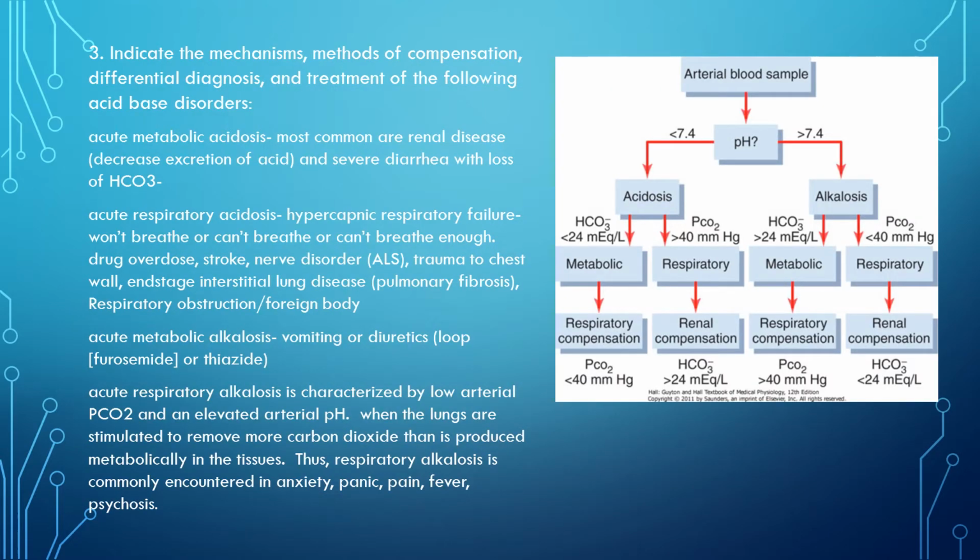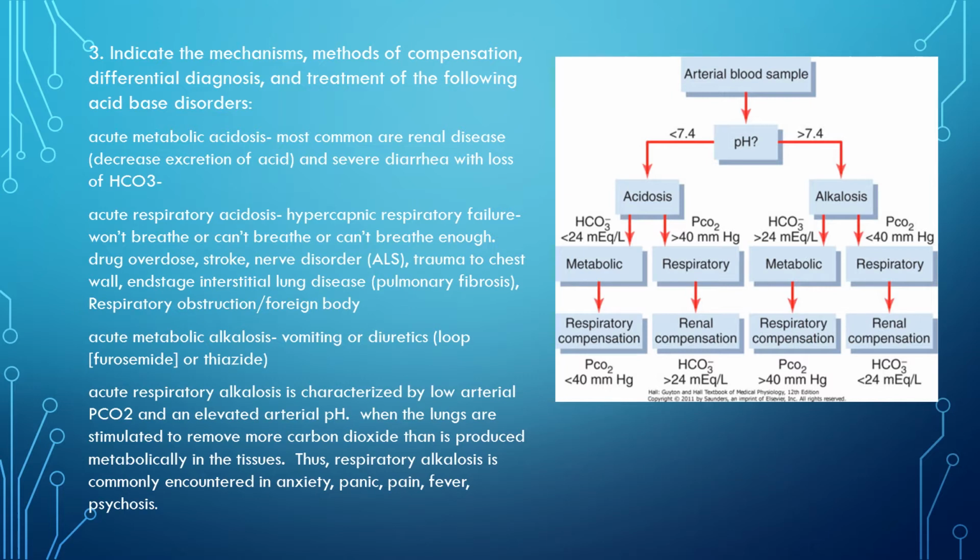The next objective is to indicate the mechanisms, methods of compensation, differential diagnosis, and treatment of the following acid-base disorders. Two common causes of acute metabolic acidosis are renal disease with decreased excretion of acid and severe diarrhea with loss of bicarbonate. The pH is less than 7.4 and the bicarbonate is low. The compensation is respiratory with increased ventilation with PCO2 of less than 40.